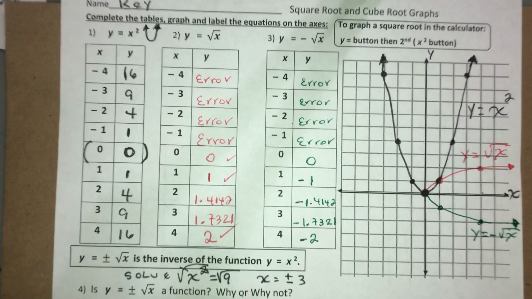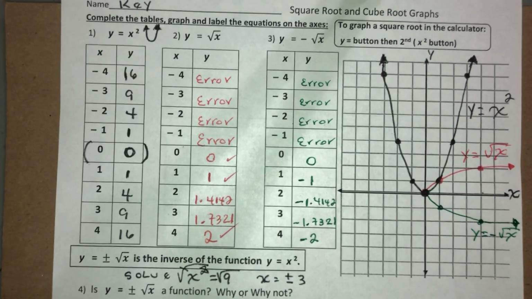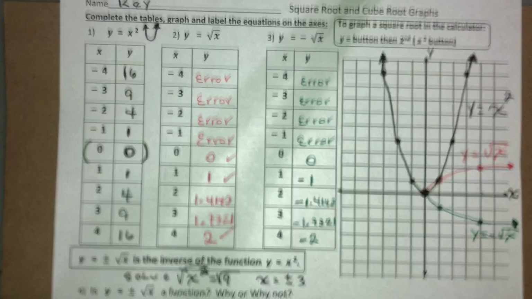So what do I have to do now? In order for me to know if that is a function, what do I have to do? I have to do my vertical line test. Do you remember that? Vertical line test? What does that mean? If I draw a vertical line and it touches the graph once, it's a function. If it touches more than once, it's not a function.